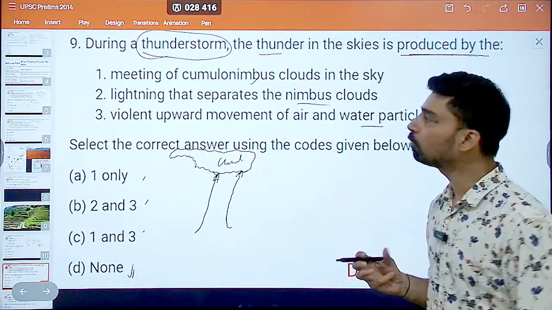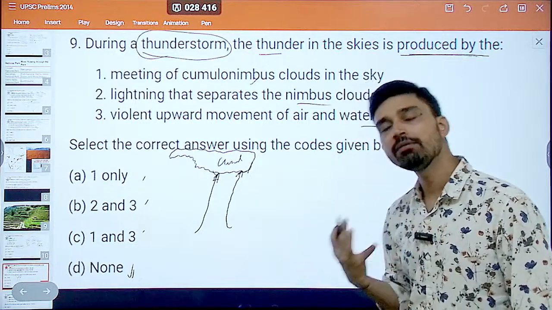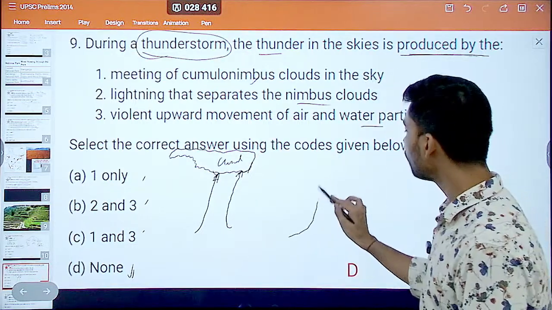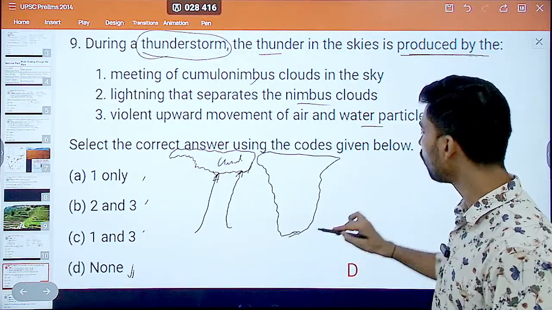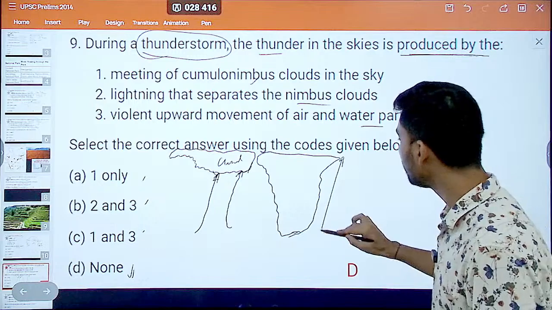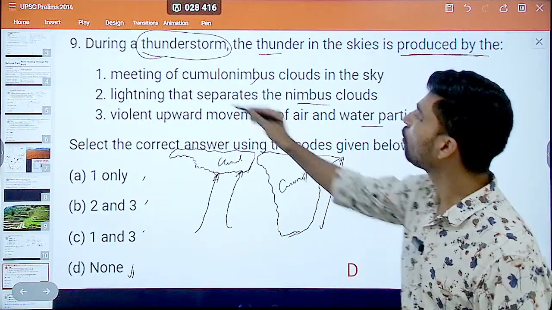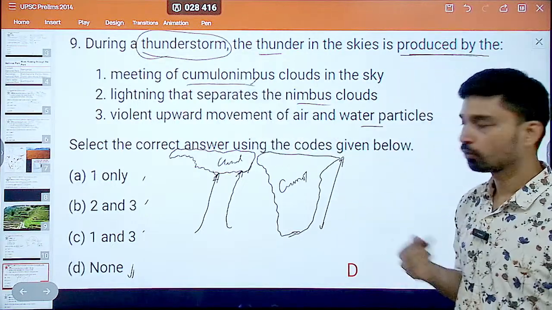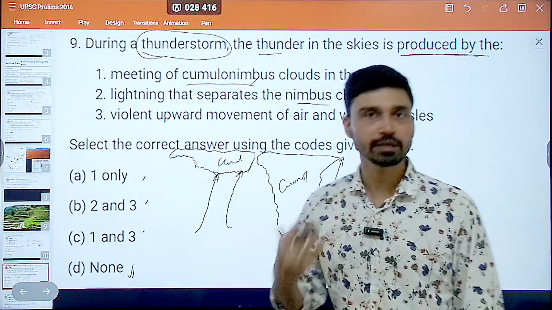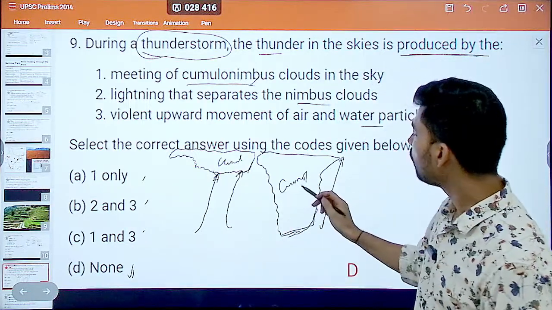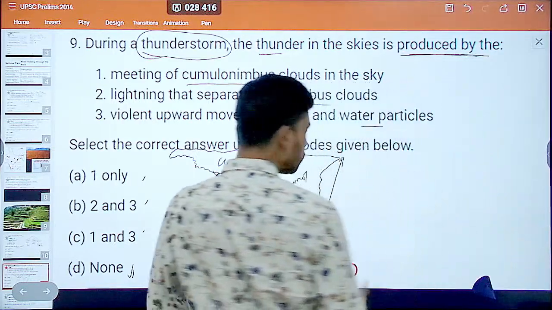Due to this cloud formation, many times, if the amount of water vapor is very high in the atmosphere, the thickness of the clouds can be very large. That means very tall towering clouds will develop here. These towering tall clouds are called cumulonimbus clouds. A cumulonimbus cloud can be as tall as 6 to 8 kilometers in height.